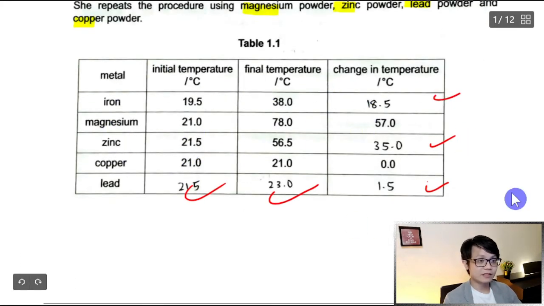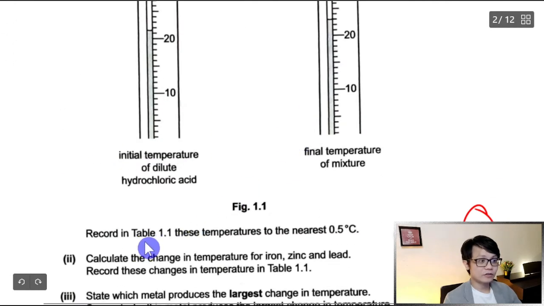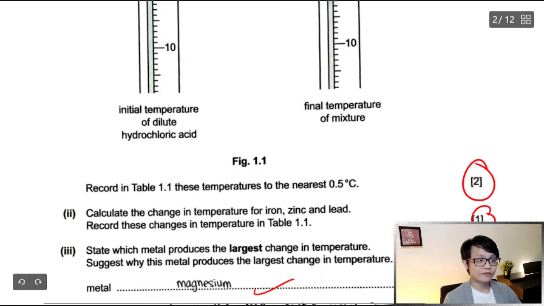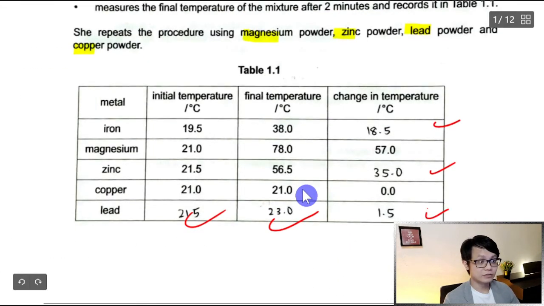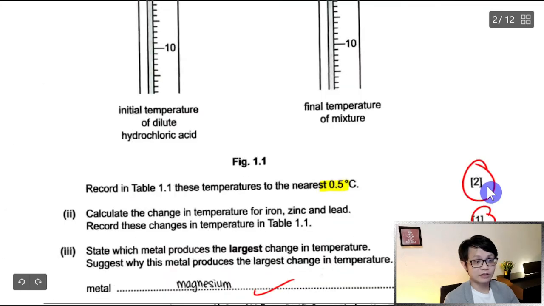Then they give you this graph. The temperature reading is as shown. Record it in blah blah blah with 0.5. So make sure that at least you have 1 decimal point, 1 decimal point with either 5 or 0. So let's see what the student did. 1 decimal point with either 5 or 0, how many marks do you get for this one? 2 marks. So this is a 2 bonus mark.